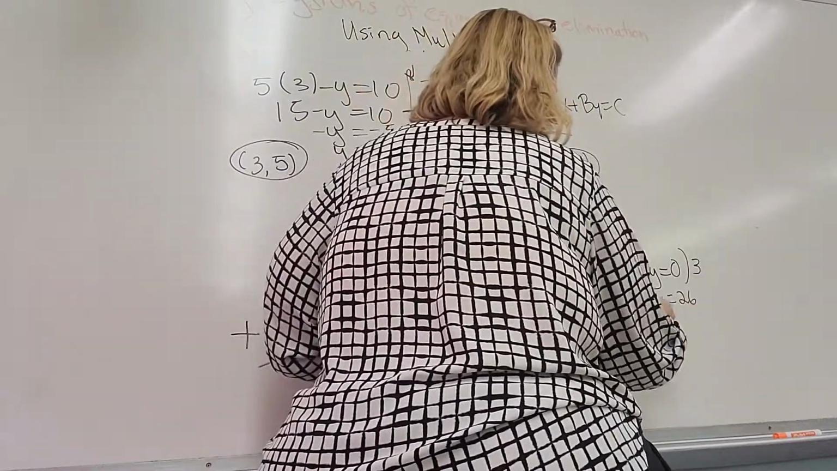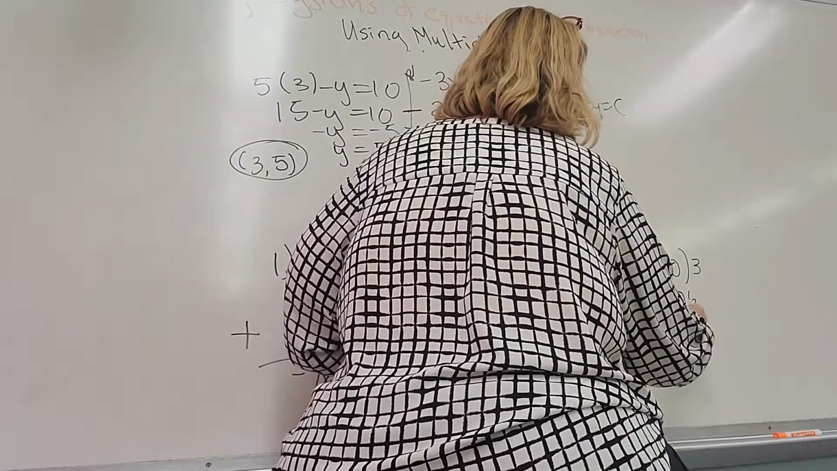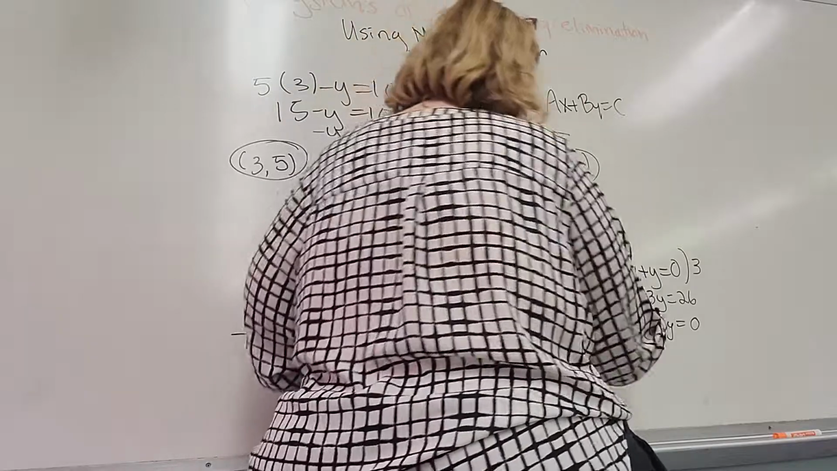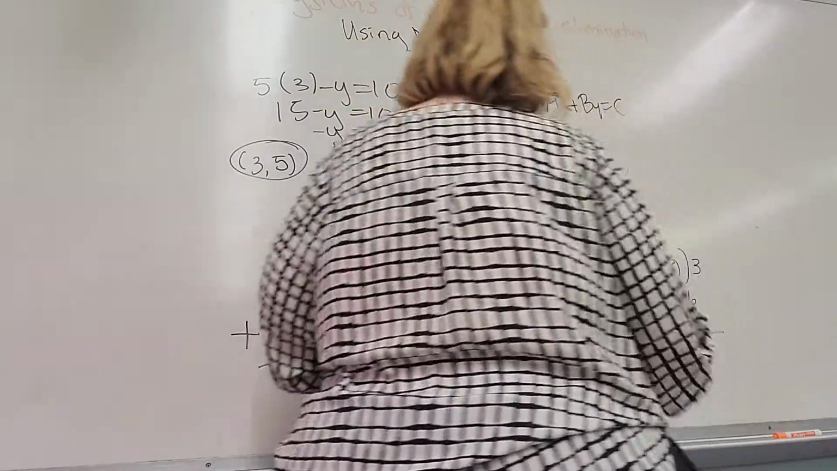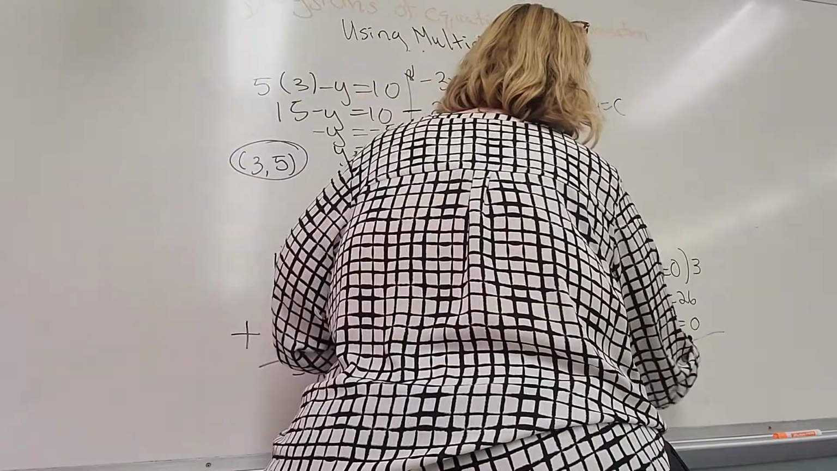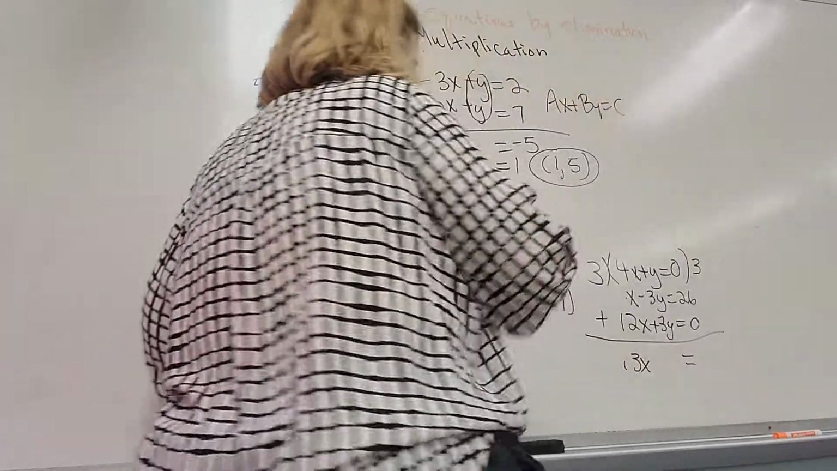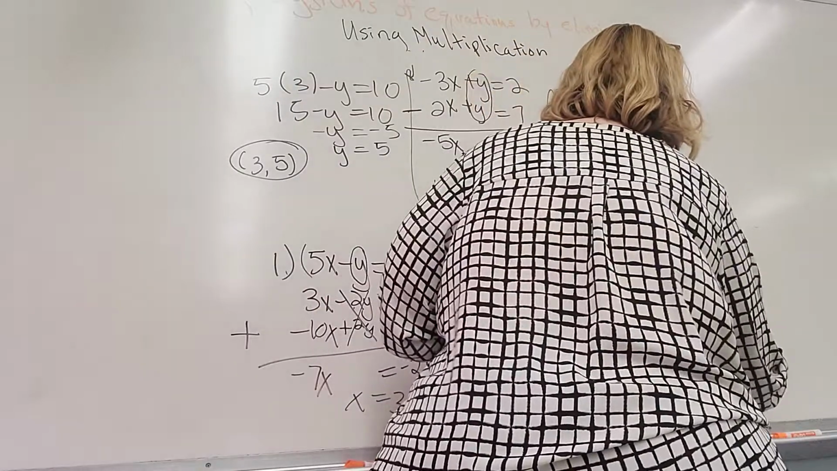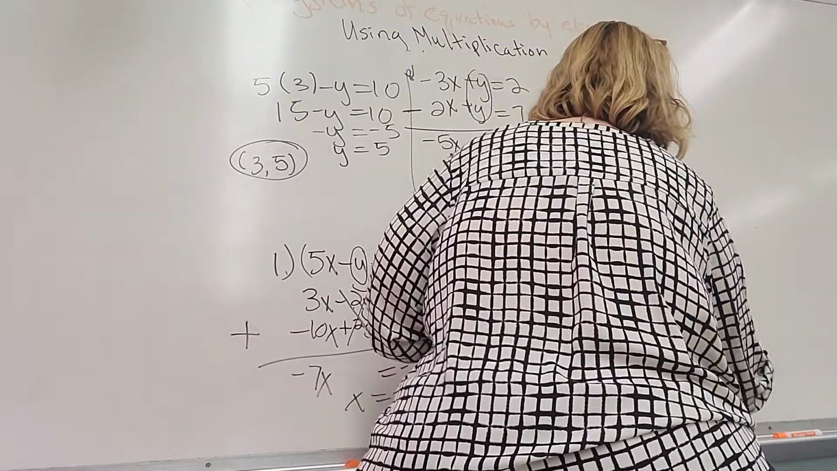3 times 4x is 12x, 3 times y is 3y, and 3 times 0 is 0. We are going to add these because the 3's are different signs. X plus 12x is 13x. And we got rid of our y's. 26 plus 0 is 26. Divide by 13 and x equals 2.